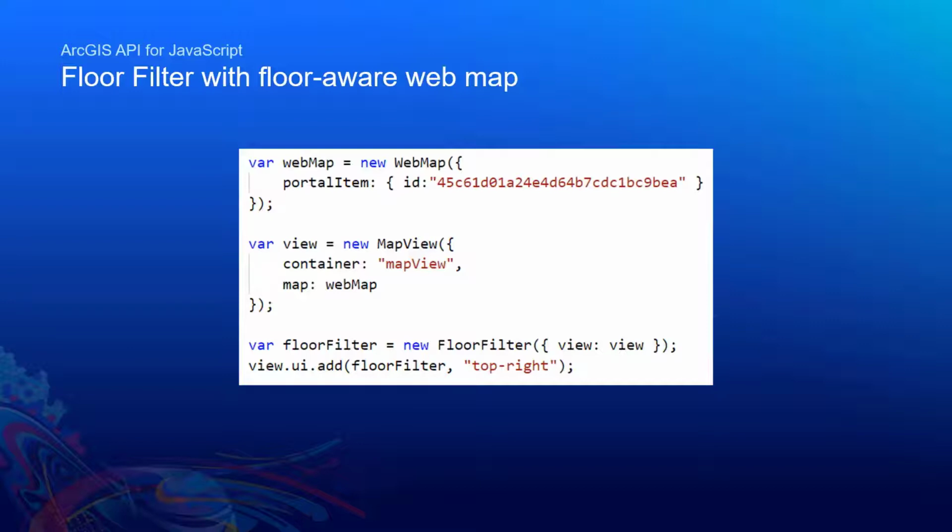With support for floor awareness coming to the ArcGIS API for JavaScript, we can construct the new floor filter widget, associate it with the map view displaying our floor aware web map, and then add the widget to the app's user interface. The widget handles the rest of the configuration automatically, using the floor aware configuration information stored in the web map and its layers.